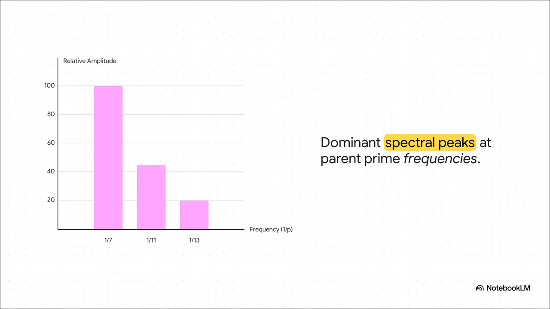When you map it out, you see dominant power peaks perfectly aligned with the frequencies of our parent primes. The absolute strongest frequency pulse is exactly at 1/7, the next strongest pulse is at 1/11, and the next at 1/13. I mean, the primes are literally broadcasting at frequencies directly tied to their own mathematical value.